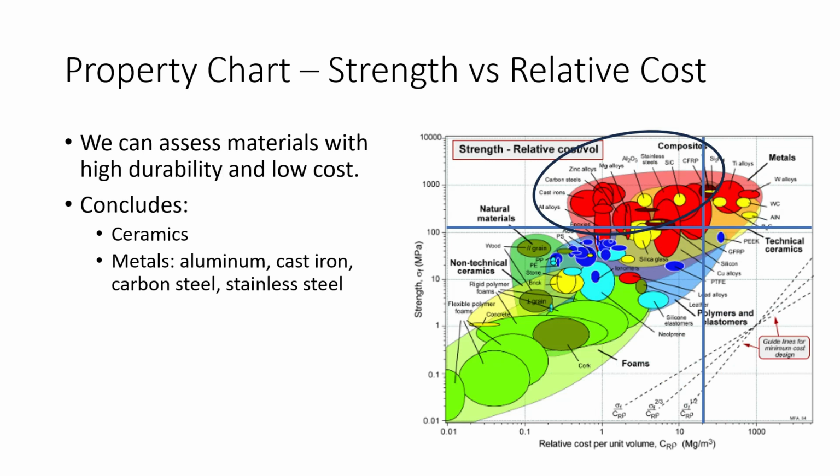And finally, the third Ashby chart we can consider is strength versus relative cost. We can assess materials with high durability and low cost. This also includes ceramics, metals such as aluminum, cast iron, carbon steel, and stainless.